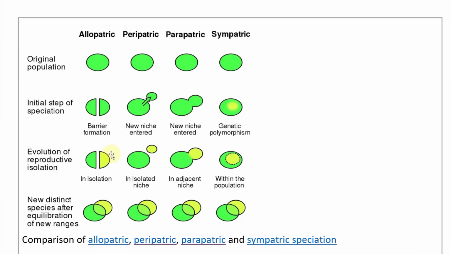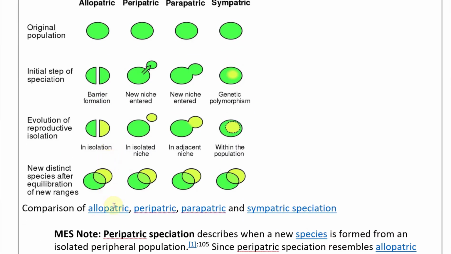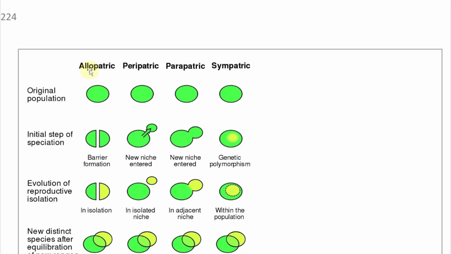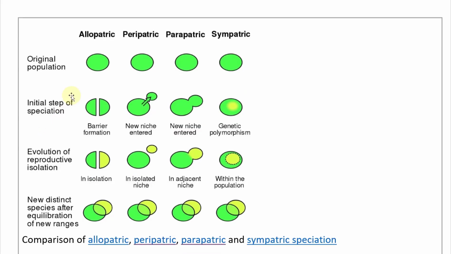Continue further. All right, so let's look at this figure right here, and this is a comparison of allopatric, peripatric, parapatric, and sympatric speciations, different types. So let's say you have an original population, just a green oval of every single one. The initial step of speciation for allopatric, that's the one with a barrier, so you have a barrier formed. And then peripatric, the difference with this one is it's similar to this, but a small niche is formed, and there's a pathway that you can get from here to here. And then parapatric is a bigger niche, basically a bigger niche that's still connected with here. It has some gene flow there.